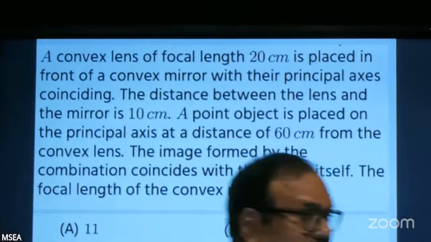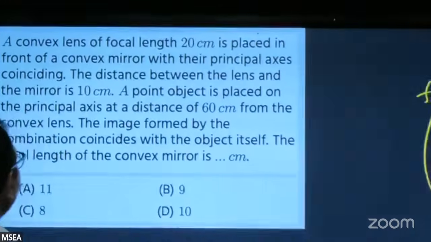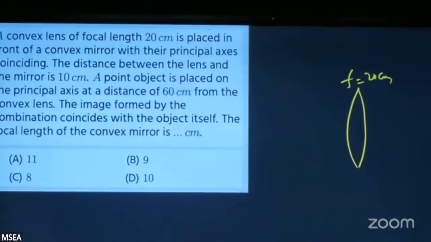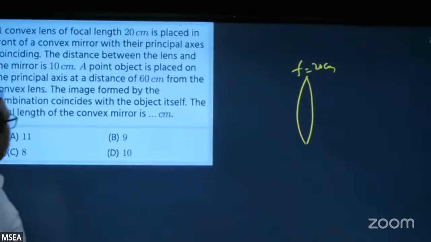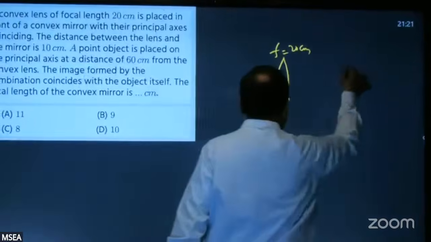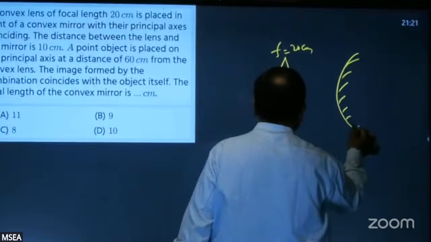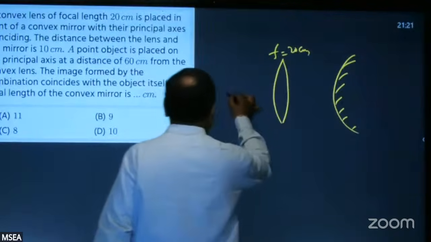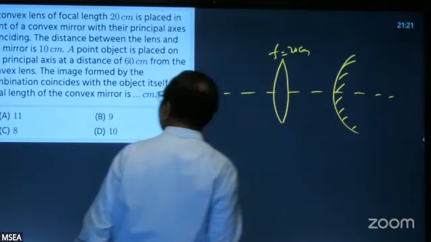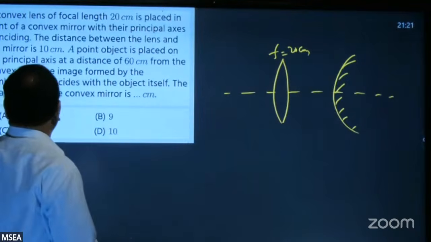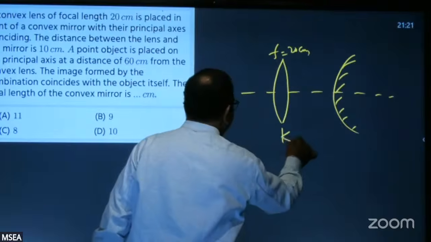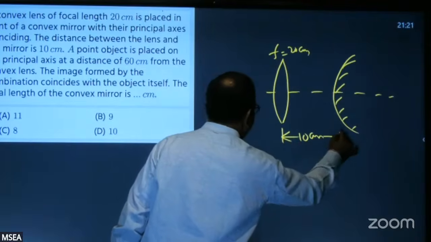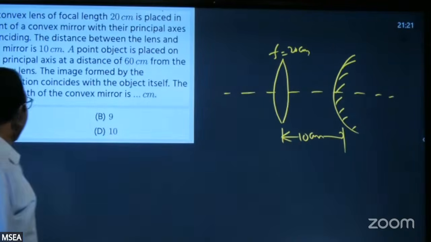It's the combination of lens and mirror. So a convex lens of focal length 20 centimeters placed in front of a convex mirror. This is the convex mirror, with their principal axis coinciding. The distance between the lens and the mirror is 10 centimeters. This distance is 10 centimeters.